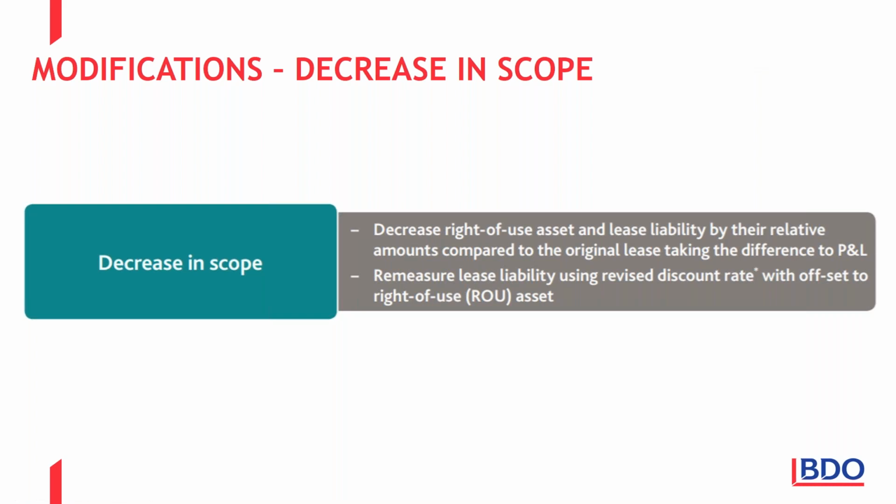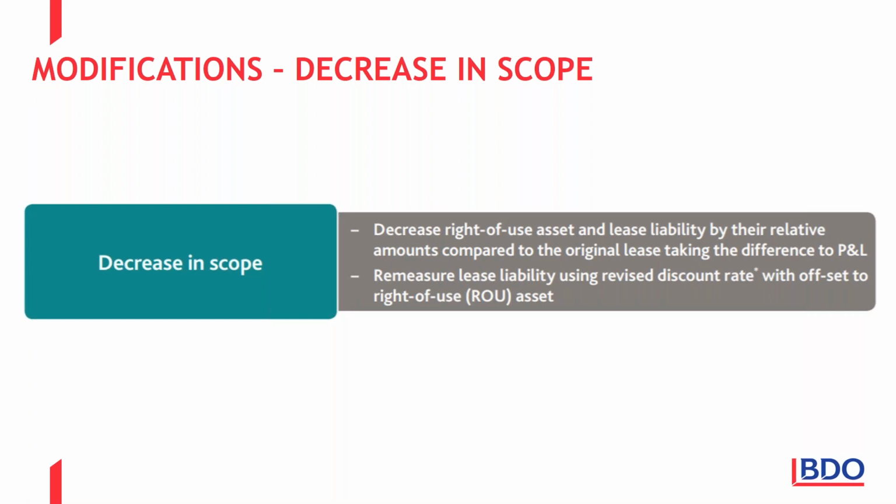The next one, and Kevin, if I'm right, this is the last section that I'm discussing, and then I'm handing to you and I can rest, is I'm looking at modifications where we have a decrease in scope. Now, a decrease in scope, how would we account for it? We would decrease the right of use asset and the lease liability by their relative amounts compared to the original lease, taking the difference to P&L.